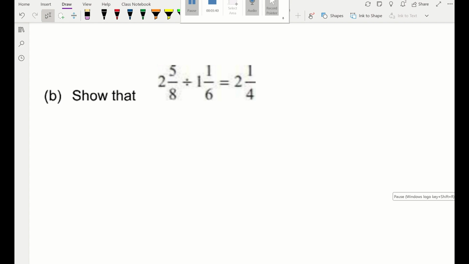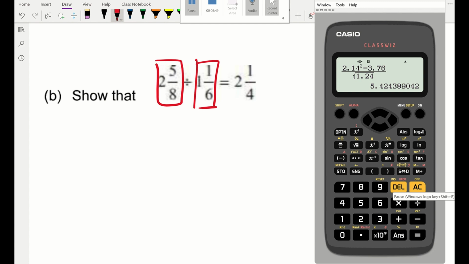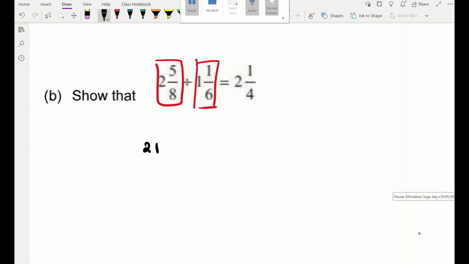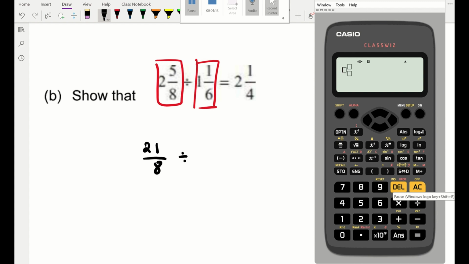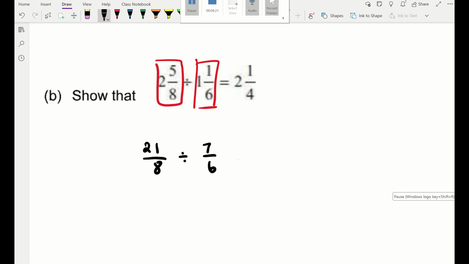Now, you can use a calculator. What they want to see is those mixed numbers turned into top-heavy fractions. So if you get the shift button, you press shift, and then you press the fraction button, you get those 3 boxes, and you put 2 and 5/8 in, and you press equal, and you get 21 over 8. They want to see that. Divide by, and you do the same thing here. Shift, fraction, 1 and 1/6, and you get 7/6. So you get a mark for that.